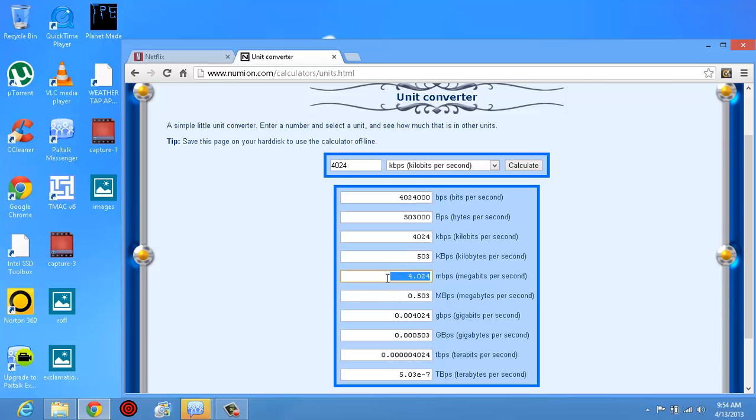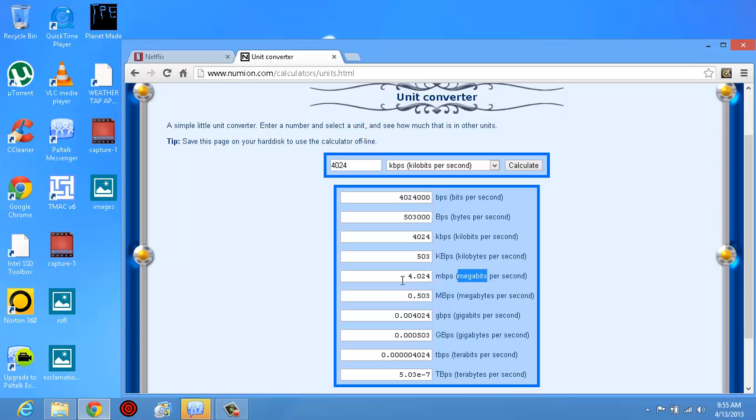That's what ISPs use. So if you've got a 2 meg connection, 4 meg connection, 6 megs, if they say 6 megabytes, that's not correct. This is megabytes, okay? Everybody gets confused between megabits and megabytes. ISPs always go by megabits.